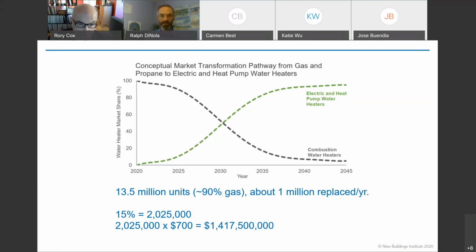If we were to look at this as an overall opportunity to get to this market transformation goal, we might say that if we could incent the first 15% of those 13.5 million units and give a rich incentive, say $700, it would cost upwards of $1.5 billion to do that initial part of the transformation. If you understand that the opportunity is to incent the first 15%, that should spur the market to move forward.